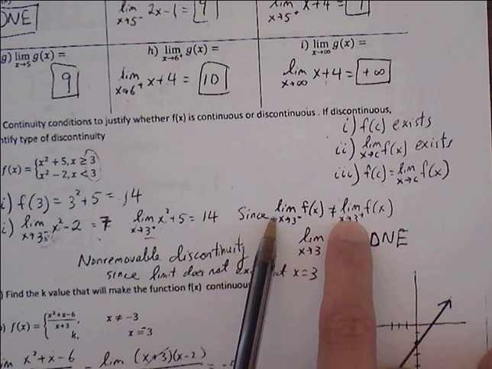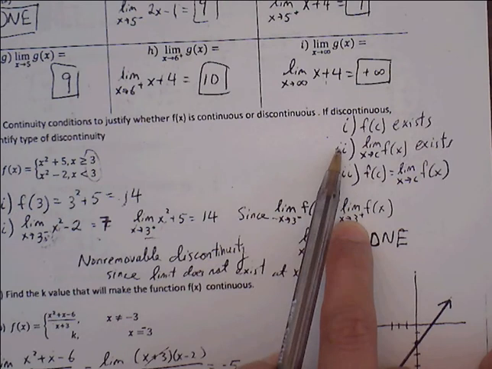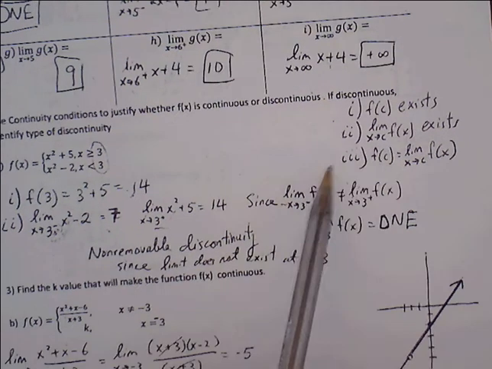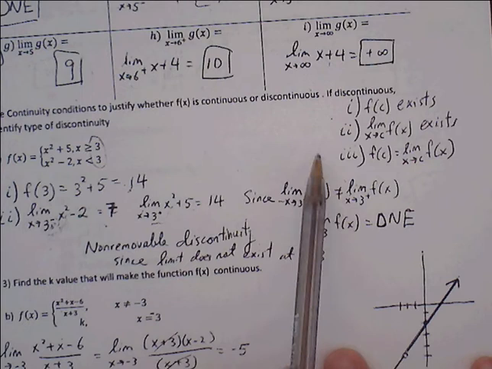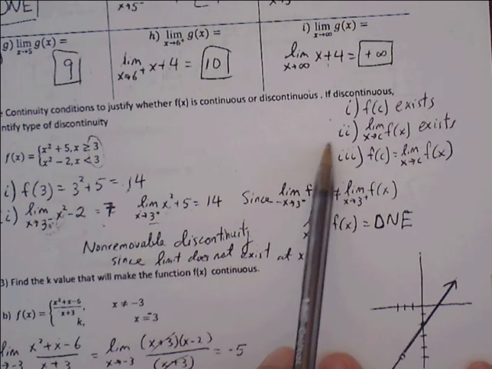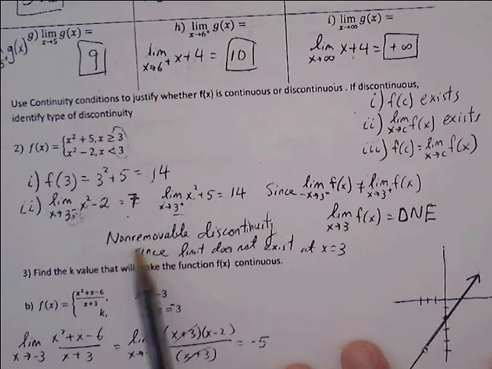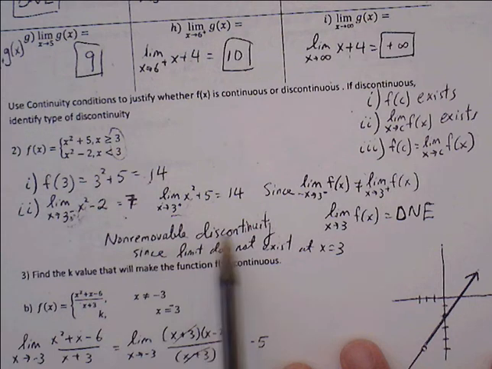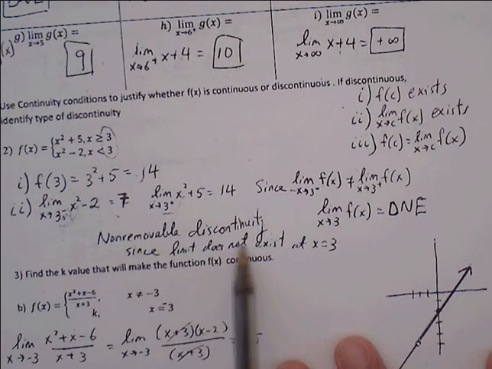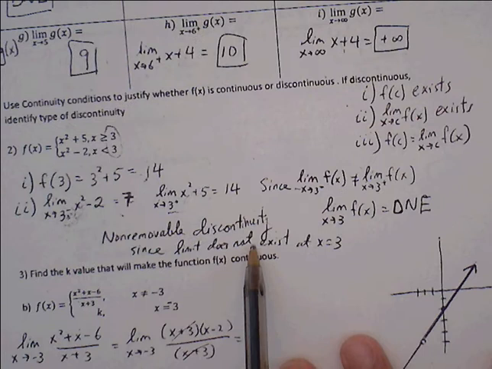If the limit doesn't exist, the second condition fails, and therefore we know there's a discontinuity. It doesn't pass all 3 tests. If the second condition fails, we call that a non-removable discontinuity. There's a break in the graph when the second condition fails.